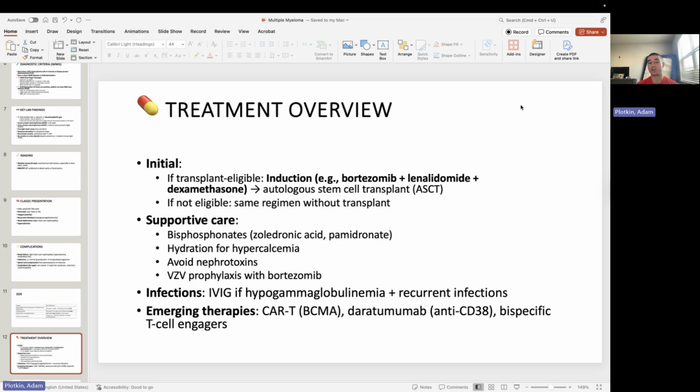So treatment is overall very low yield, it's zero yield for Step 1. You don't need to know really treatment. Very low yield for Step 2. But really, if the patient is transplant eligible, we'll do induction with bortezomib, which is like a ubiquitin protease inhibitor. We can use lenalidomide and then dexamethasone, so a steroid, and then we can progress to autologous stem cell transplant. If they're not eligible, we can use the same regimen without transplant, and then we can do supportive care. Bisphosphonates are going to cause osteoclast apoptosis, which will decrease some of the hypercalcemia symptoms and some of their bone pain. We'll use hydration for hypercalcemia.